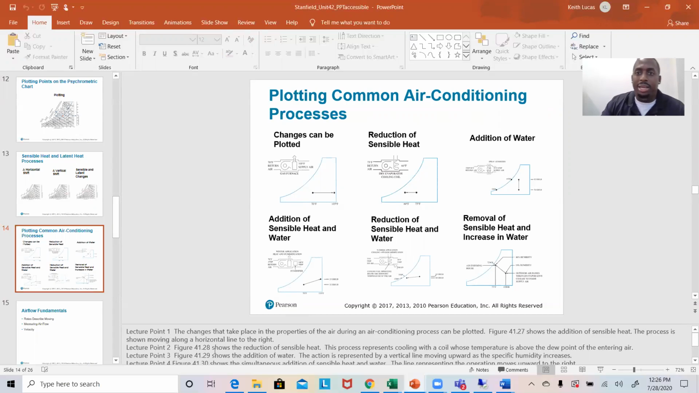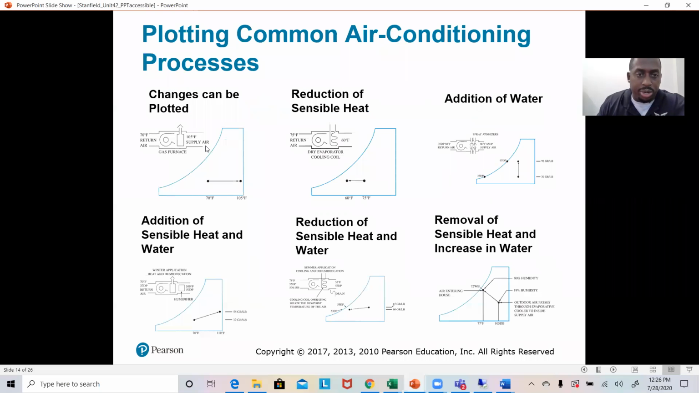Okay, so plotting common air conditioning processes. The changes that take place in the properties of the air during an air conditioning process can be plotted. Figure 41.27 shows the addition of sensible heat. The process is shown moving along the horizontal line to the right. So in figure 41.27, they're showing this process is heat. The heat is running. You're going from 70 to 105. So it's pretty open and shut. When you run the heat, you're going to go to your right horizontally across the chart.